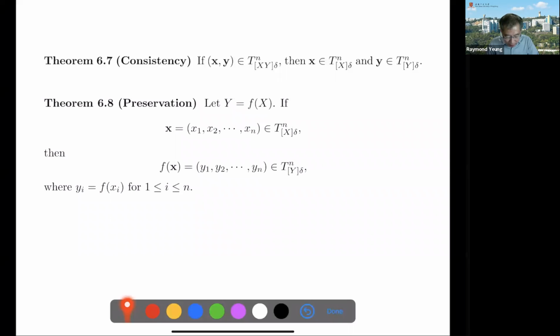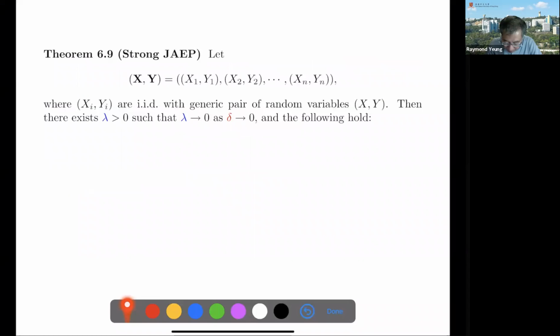And then another similar property is preservation. If x is a typical sequence with respect to its own distribution, and y is a sequence obtained by this, where each y_i is a function of x_i, where the function f doesn't change. So x_1, you take the function f and it becomes y_1, x_2, you take the function f and it becomes y_2. Okay, then this derived sequence is again typical with respect to the distribution of Y. When you take a function of a typical sequence, the sequence remains typical.